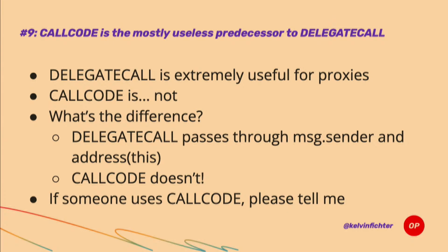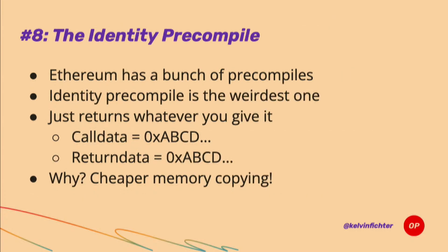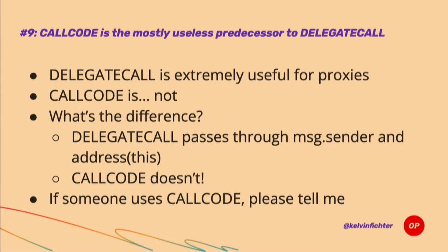CALLCODE was really useless because it would call the code of another contract, but it would also change the message sender to be the address of the contract doing the calling. And so it never actually worked as a proxy. I don't know if anyone actually uses CALLCODE, but if you do, tell me, because I don't understand why you would use it. So that's just out there. Yes?